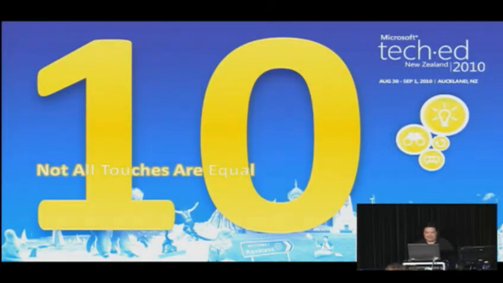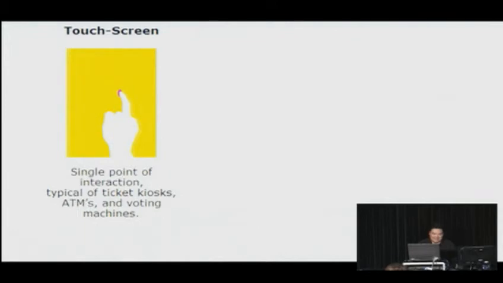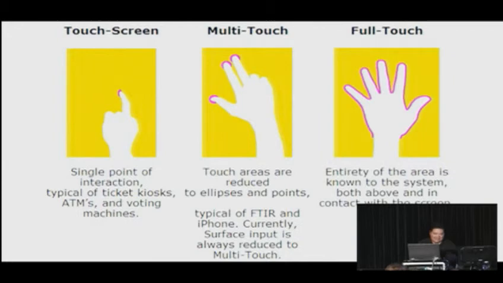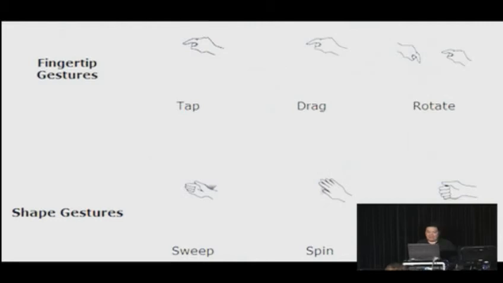All right, number 10. Not all touches are equal. The gist of number 10 is that different touch technologies allow for different touches and gestures. The Surface unit actually allows for full multi-touch, but there are a lot of interactions that treat a multi-touch or a full-touch system as though it were just a plain old touch screen. And in this case, one is not realizing the full benefit of the system.